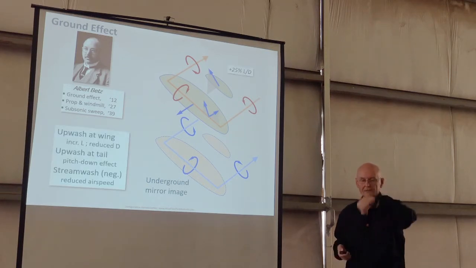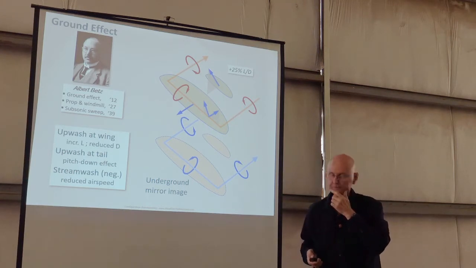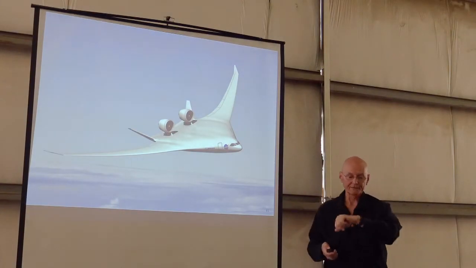So remember when I told you that a new design is not likely to emerge with a winglet? And this is a new design, this is the Boeing. And it's using, basically, a raked wingtip.